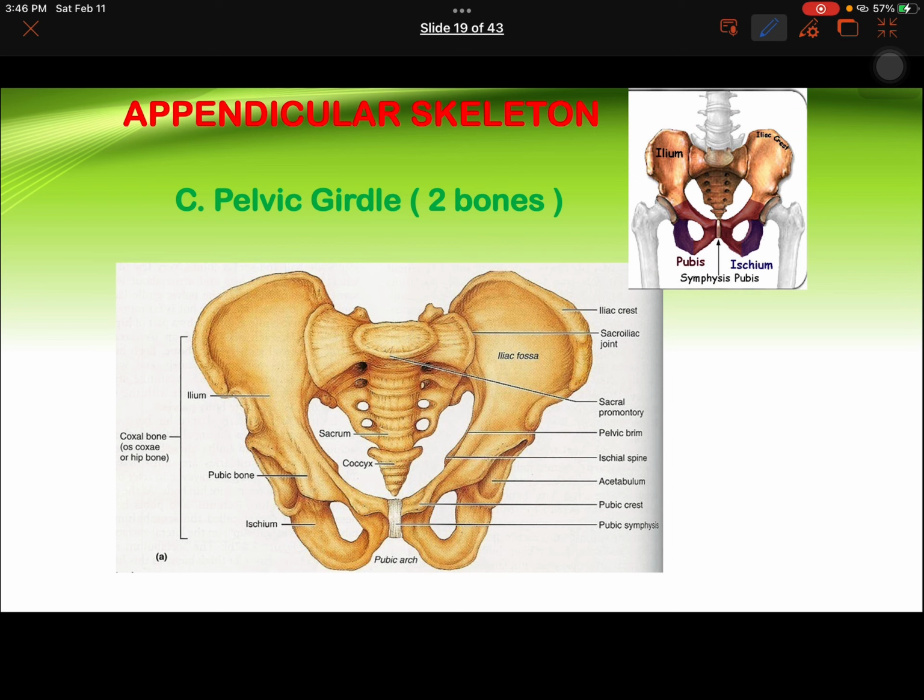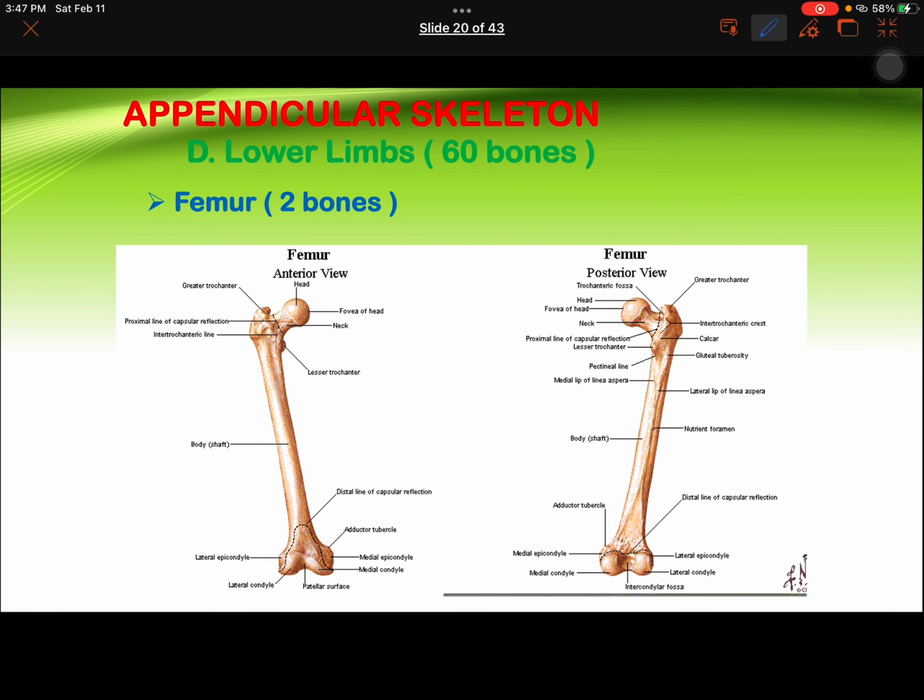The pelvic girdle or the pelvis is comprised of 2 bones, one on the left and one on the right, separated by a median line. So we have here the ilium, the greater pelvic bone, and we have the ischium, the lesser pelvic bone. The iliac fossa is a depression in the ilium. You have your iliac crest here. That's the iliac crest.